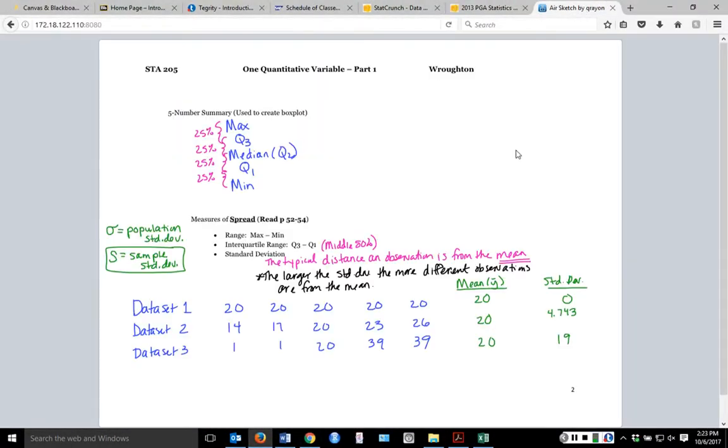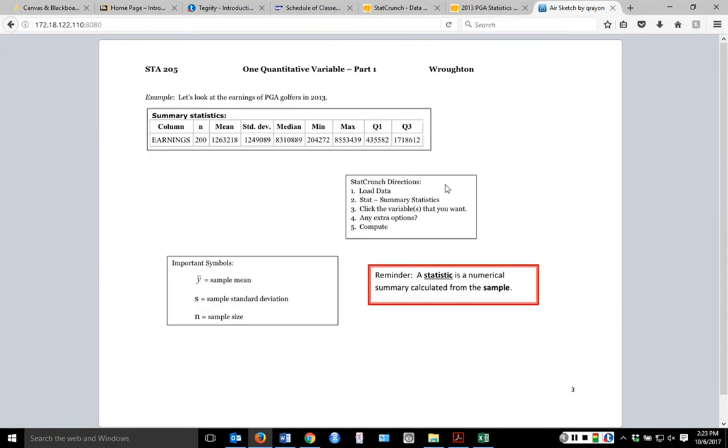Now the next one on our notes does have a little bit of StatCrunch directions here for you. So I loaded the data. I'm going to go to Stat, Summary Statistics.